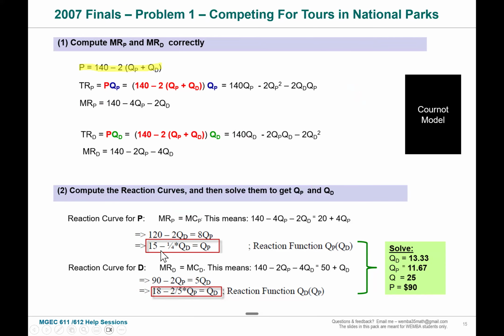So you get the reaction curve between Q1 and Q2, in this case QP and QD. You have this first equation here, you have the second equation here. You solve them together to get QP and QD, which is what you get here. Once you have QD and QP, now you can get price, because price equals 140 minus 2 times QP plus QD. So if you solve for price here, knowing QP and QD, that's how you get the price.